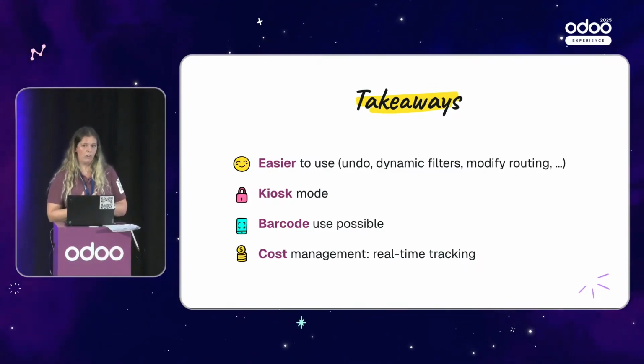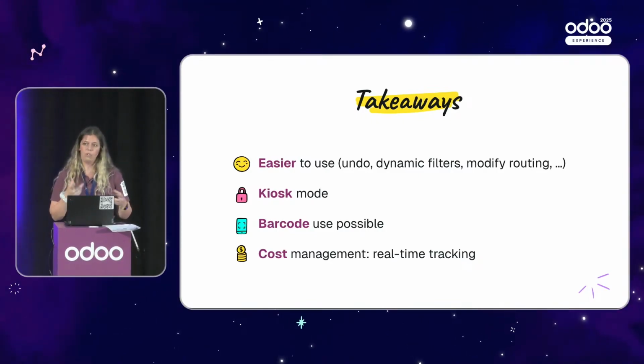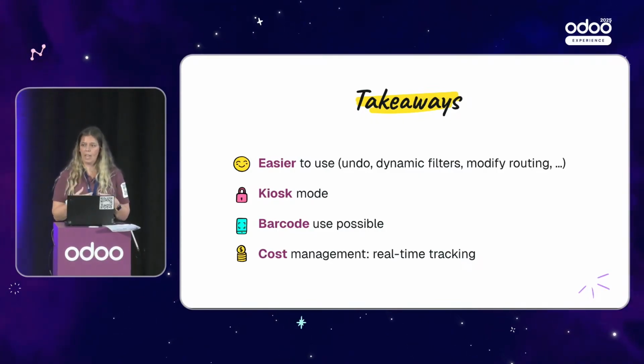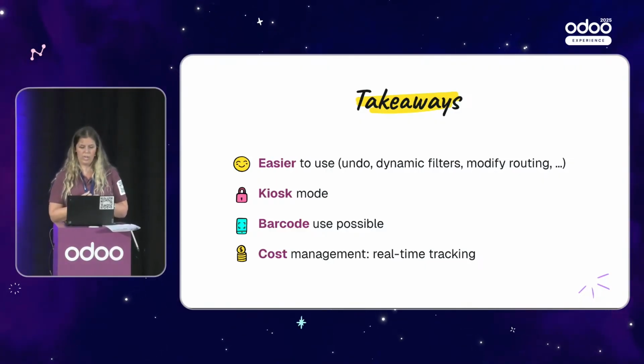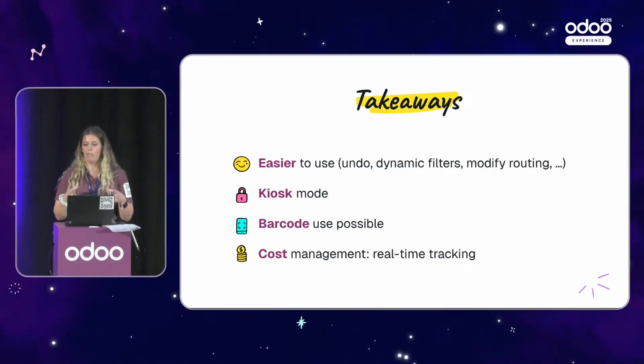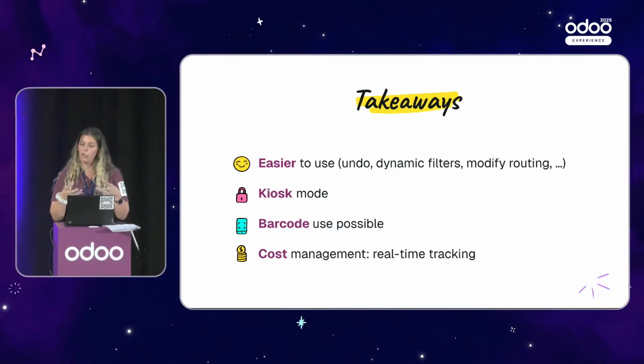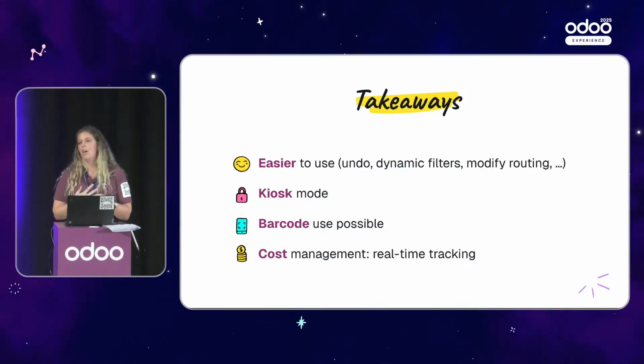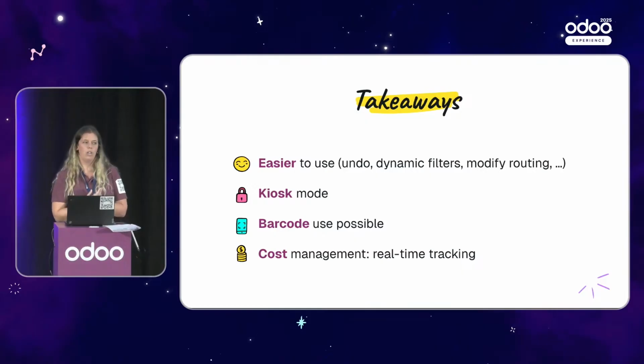Also, the use of barcode has improved quite a lot. It allows you now to scan the components, scan the products, which makes it way easier for the person on the shop floor itself. And cost management-wise is really the only way to have your real-time tracking or to have a good idea, maybe not the only way, but to have a real idea of the time that you spent and that your employees spent on while doing the production.